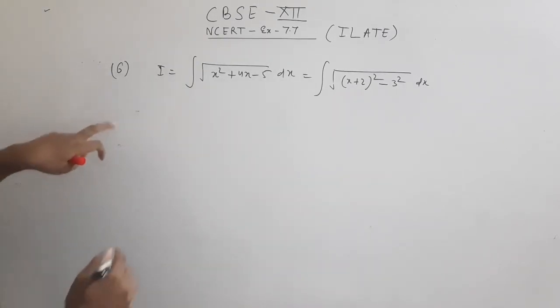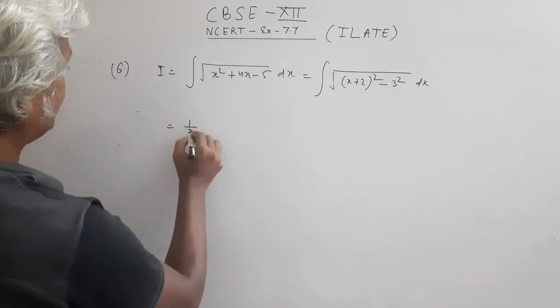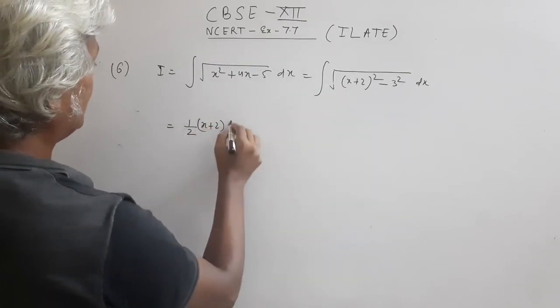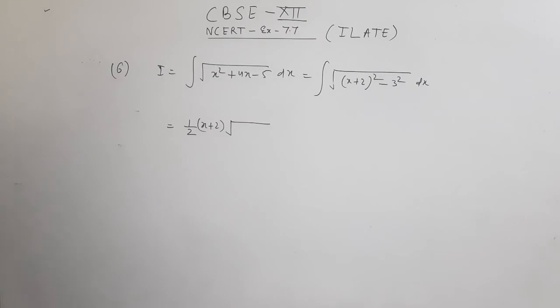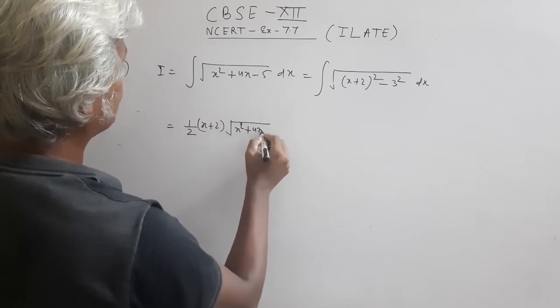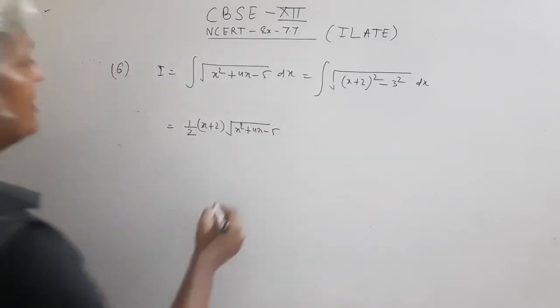So which goes like I is half of x, meaning x plus 2, times under root x square minus a square, meaning this whole thing, which you can write directly as x square plus 4x minus 5, then minus a square by 2.